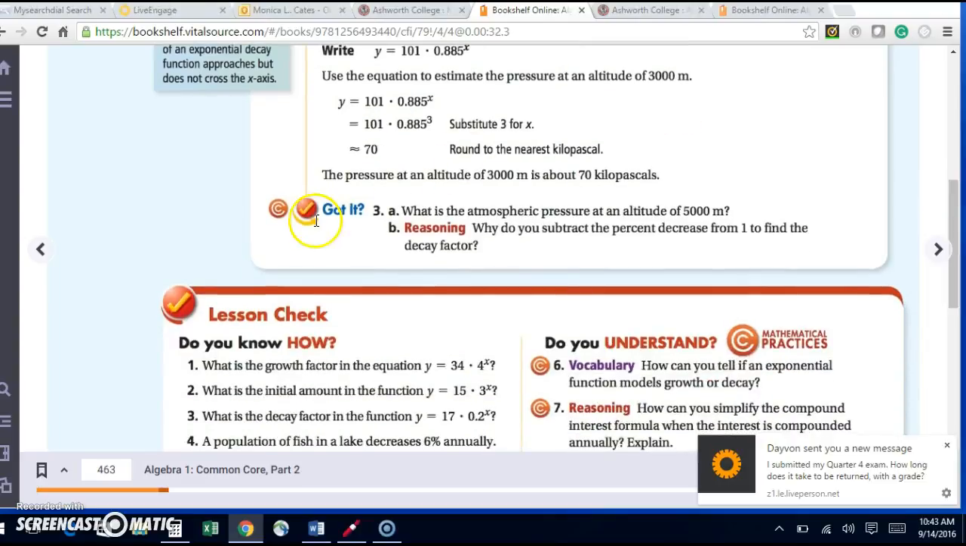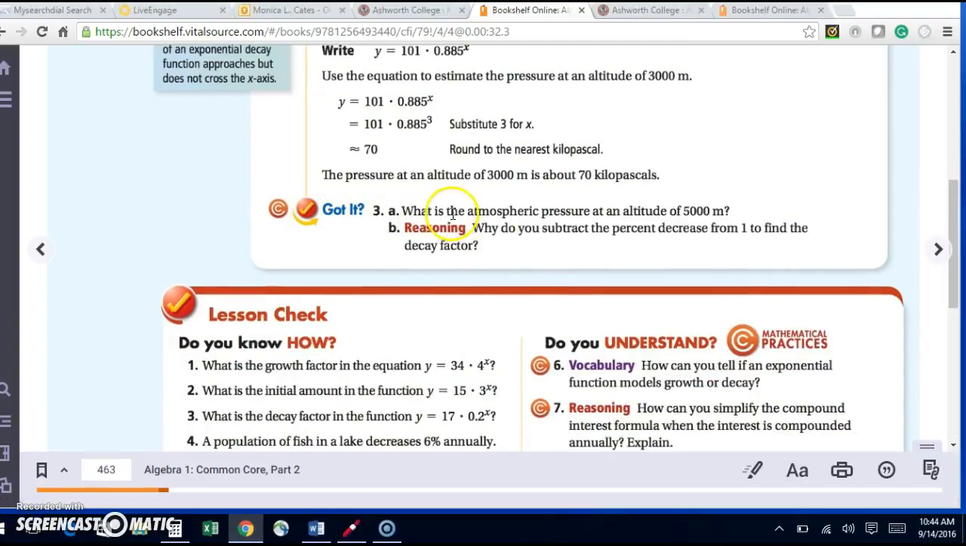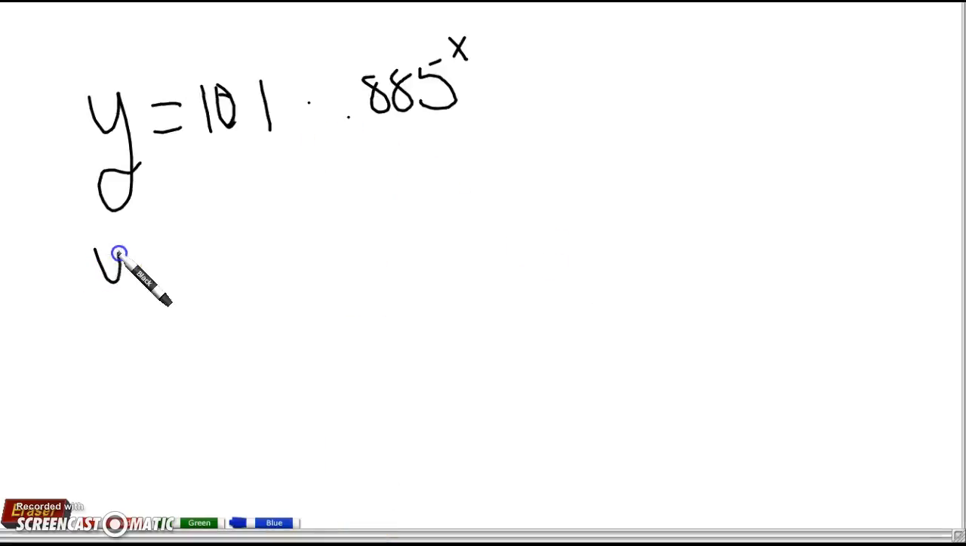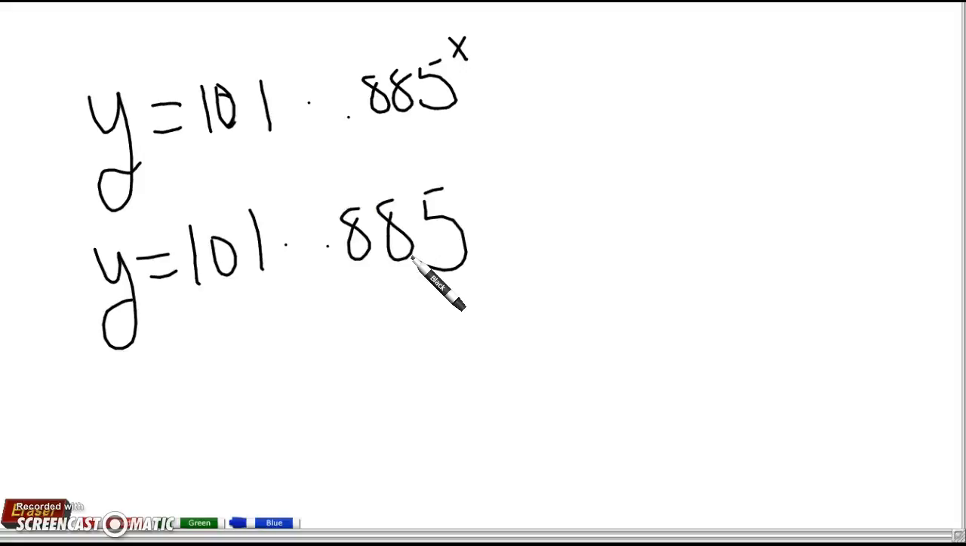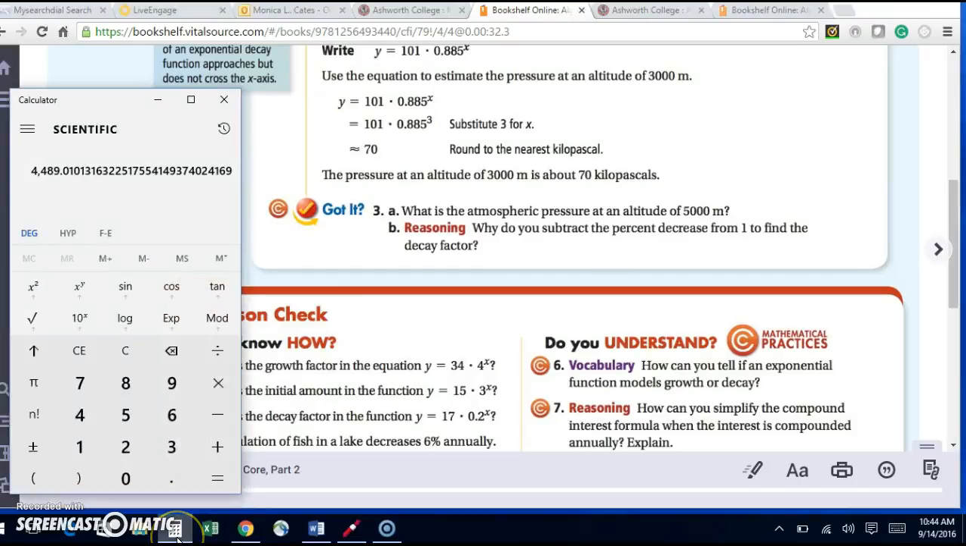All right, so let's look at the guided number 3 now. Guided 3 says, what is the atmospheric pressure at an altitude of 5,000 meters? So I've written it here on my whiteboard. Here's the formula. And for x, instead of putting 3, I'm going to put 5 this time. So I'm going to put it in my calculator. So that's 0.885 raised to the 5th power. So this is what I get. I'm going to multiply that by 101. And I get 54.8. And it makes sense because we want it to decrease. It's supposed to be decreasing. So 54.83 kilopascals.